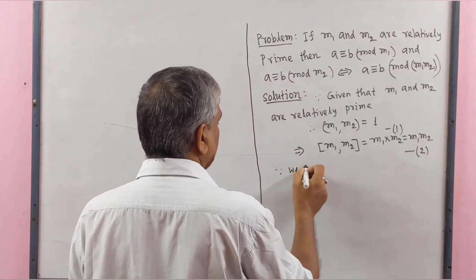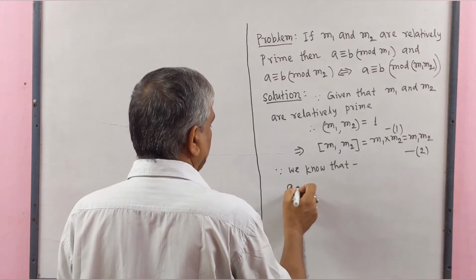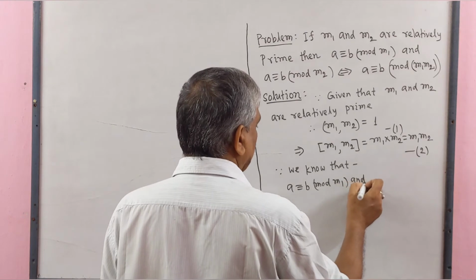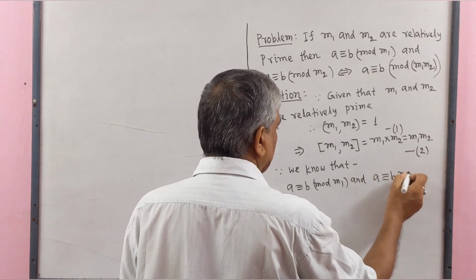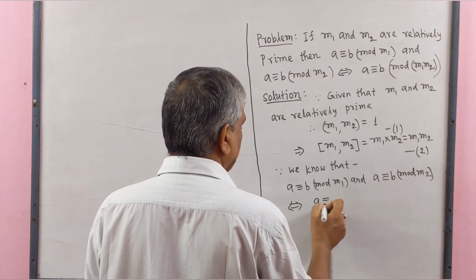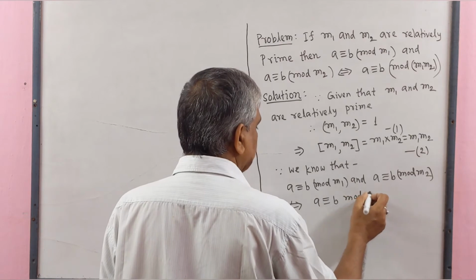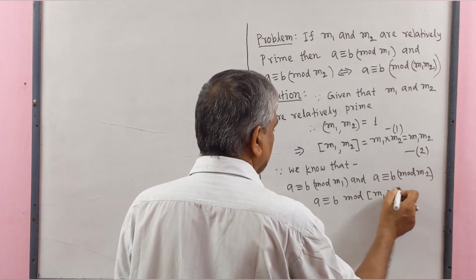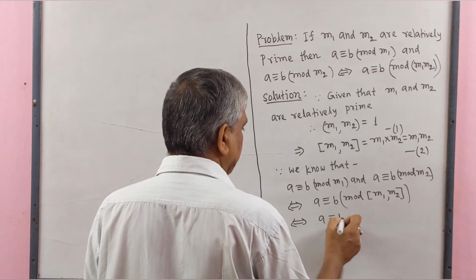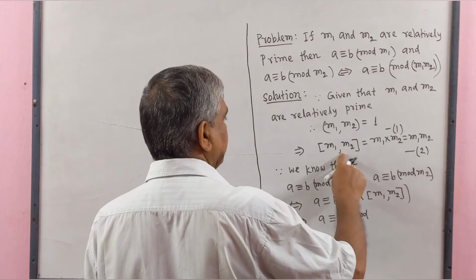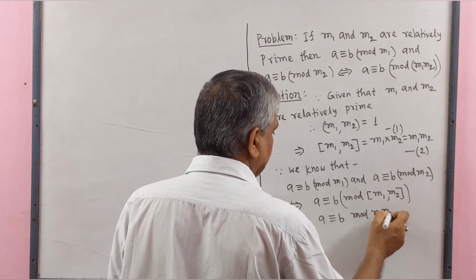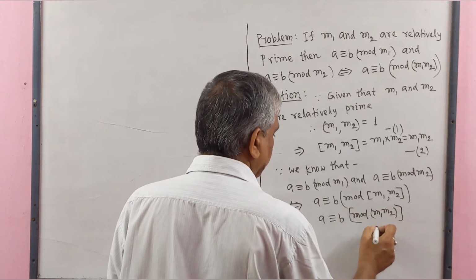Since we know that a is congruent to b modulo m1 and a is congruent to b modulo m2, double implication, a is congruent to b modulo LCM of m1 and m2, double implication, a is congruent to b modulo, here LCM of m1 m2 equal to m1 multiply m2, m1 multiply m2. Proved.